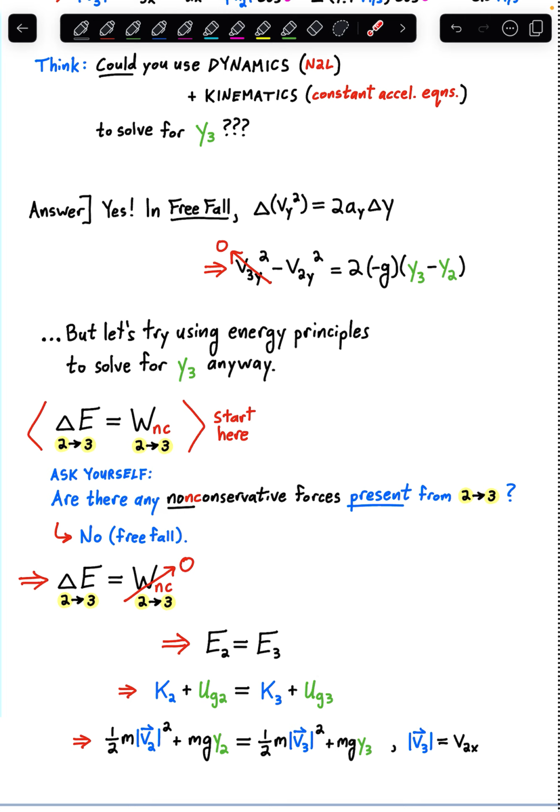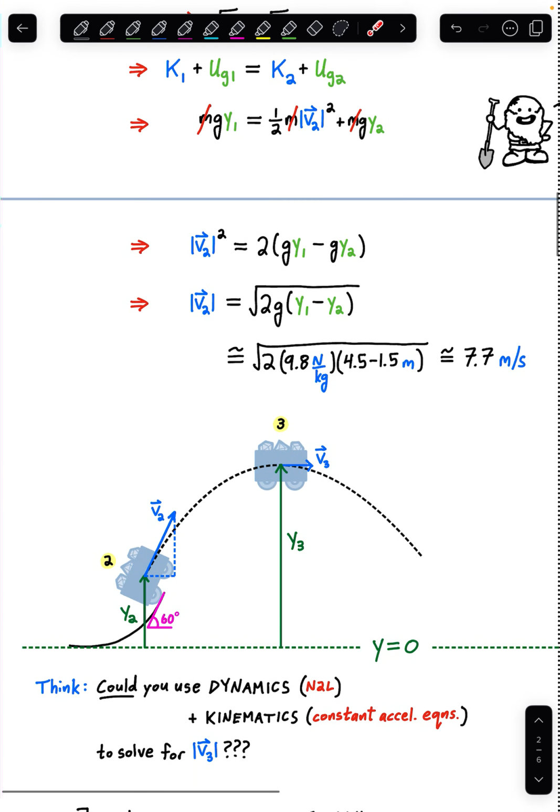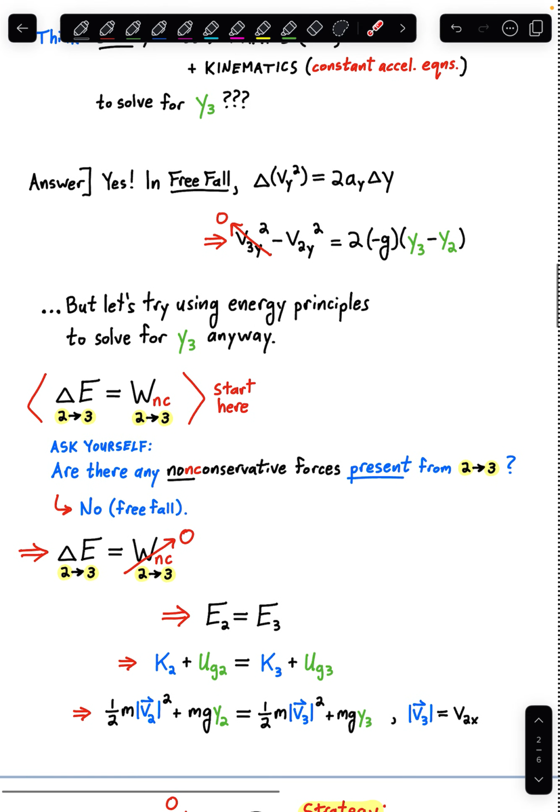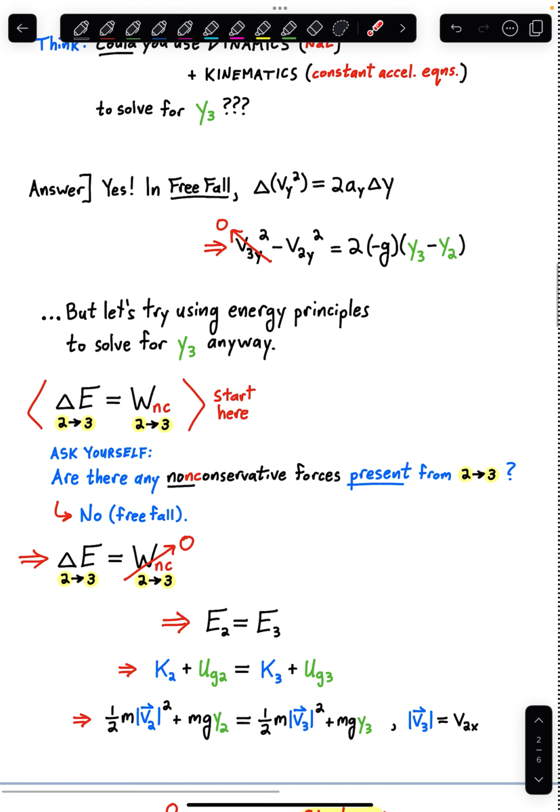How do we know it has these two terms at those moments? Well, it's moving at 2, so it has kinetic energy, and it's above the reference point at 2, so it has gravitational potential. Likewise at 3, it's moving, so it has kinetic, and it's above, or more specifically, not at the reference point, so it has gravitational potential. So there's K and UG at both those points.